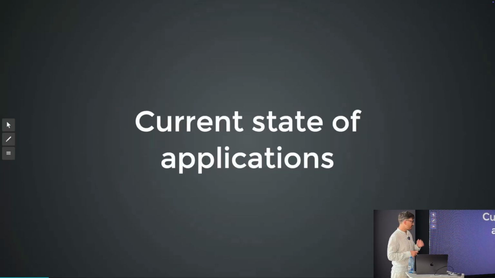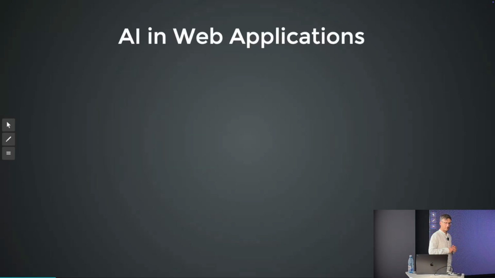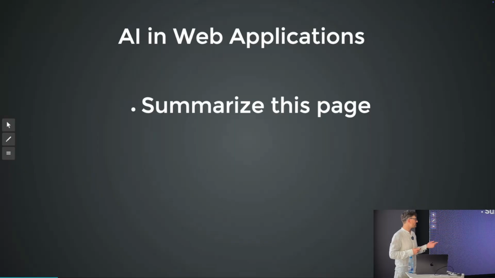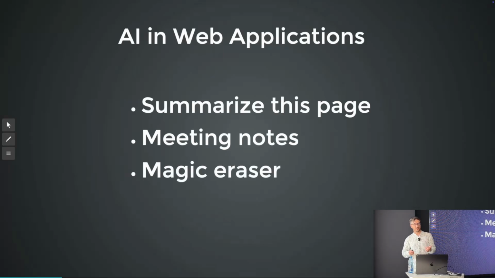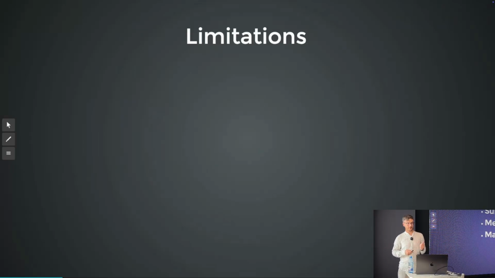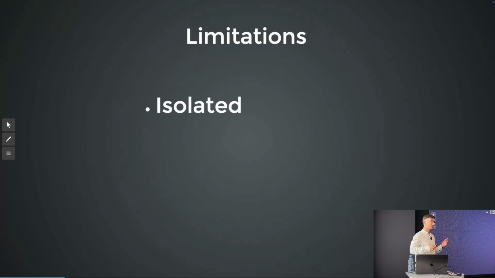Now, about the current state of applications. Like I was saying, we keep adding features to them, but the features that we've seen so far in most applications are like summarize this page, or taking meeting notes with more or less success depending on the tool, or a magic eraser like in Photoshop or Paint or whatever you are using. And these work and they are also useful, but they are isolated, so they are not linked to each other. It's like pockets of AI functionality inside my app.